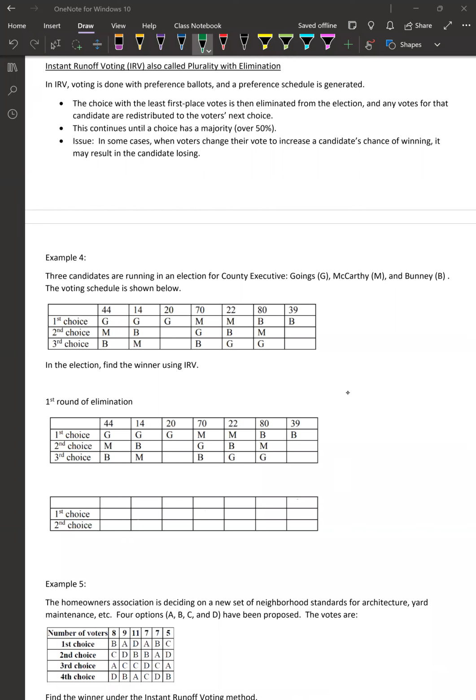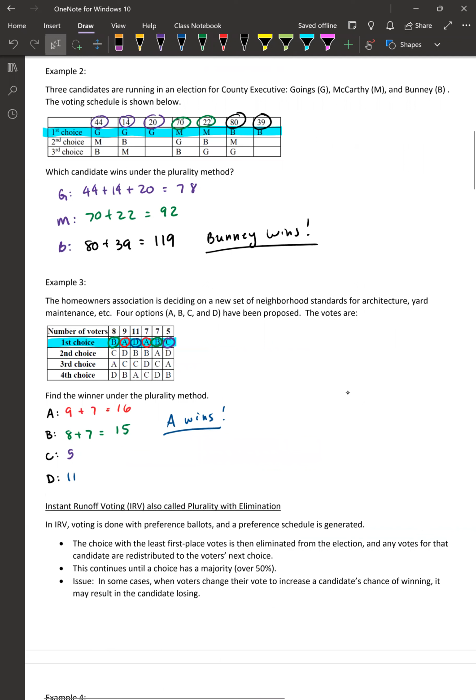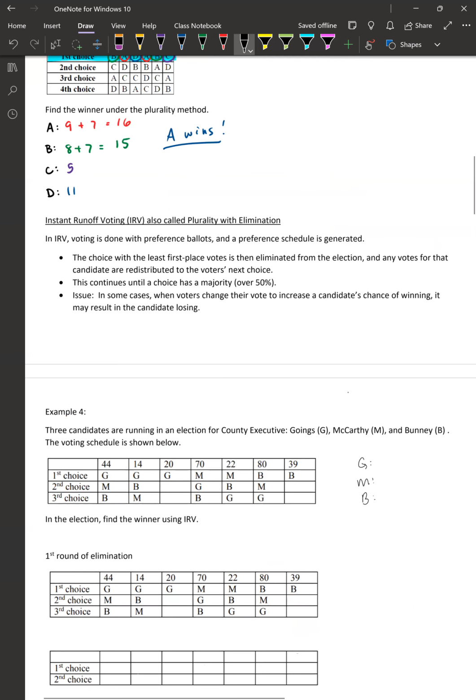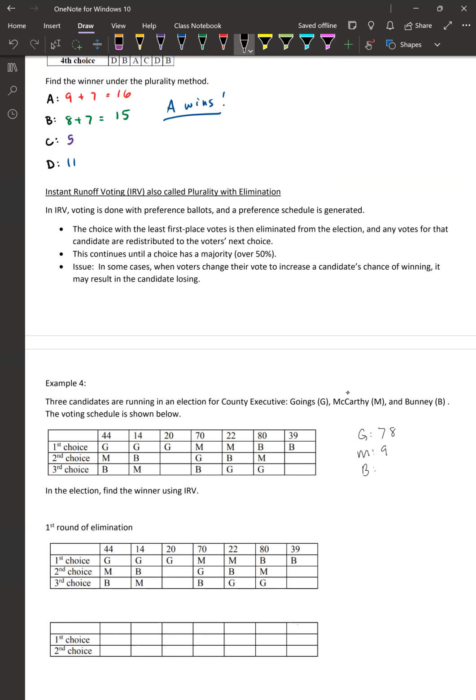Okay, so notice how this example number 4 is the same preference schedule we looked at before with the Goings and McCarthy and Bunny. And if you remember, we had already determined, let's go back and see what we had there. Yeah, we had Goings had 78, McCarthy had 92, and Bunny had 119. So let's write that down. Goings, McCarthy, and Bunny. I can't remember already. 78, 92, 119.